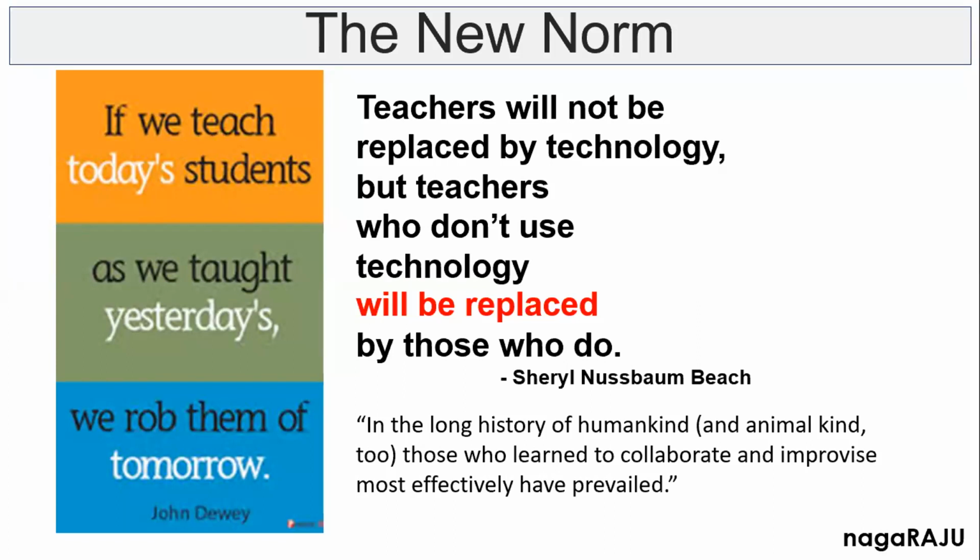But there is a risk from somewhere else. The risk is not from the machines. The risk is from somebody else who knows technology. In case you don't know technology, he or she is going to replace you. So people who know technology are going to replace people who don't know technology.